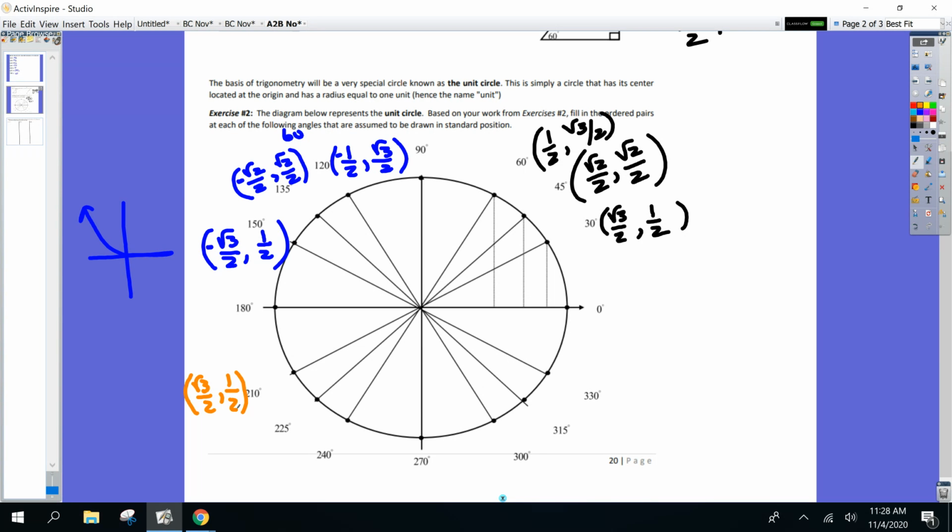All right, talk to me. What do you know about the signs in the third quadrant? They're both negative? Yes, they are. So both your coordinates better be negative. All right, I'll give you these couple so it's not as painful. 225 has a reference angle of 45. So it's going to be radical 2/2, radical 2/2, but make them negative.